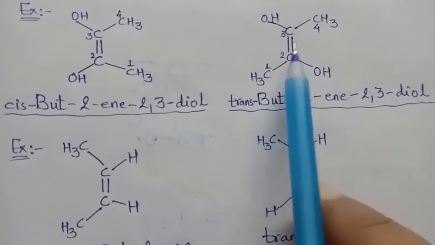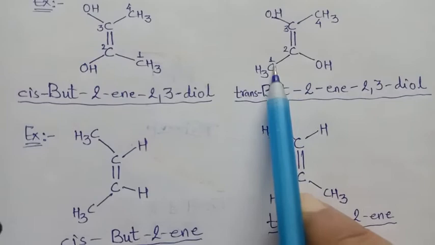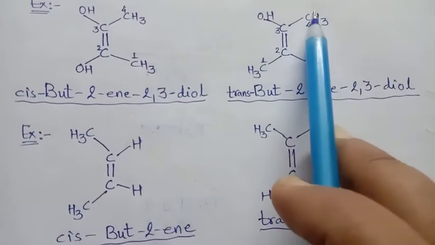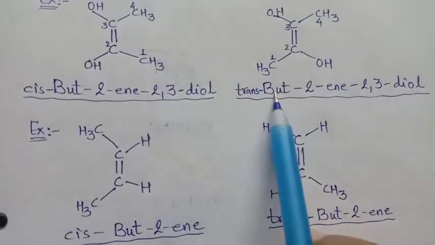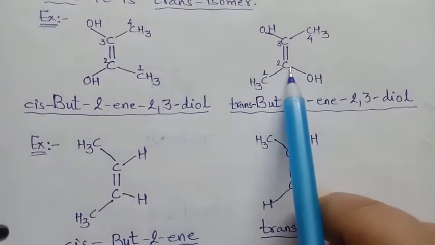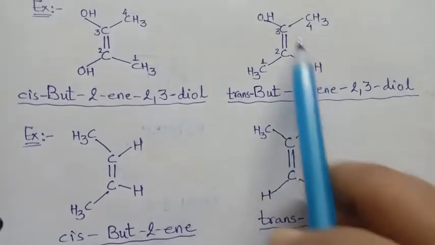Here see the same thing, but now see the difference. The carbons are here 1, 2, 3, 4. Again four carbons, so but. Second carbon ene, but-2-ene. The alcohol also, see here, on second and here on third.